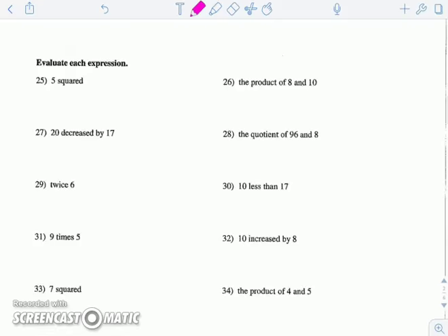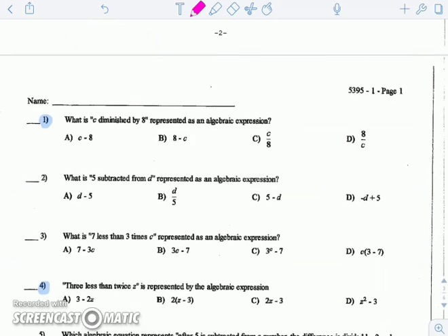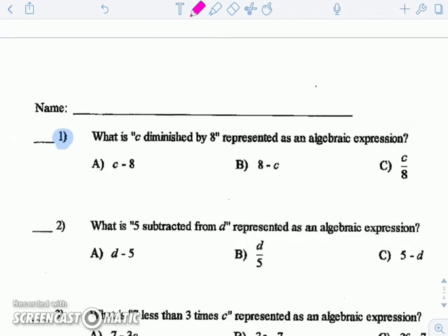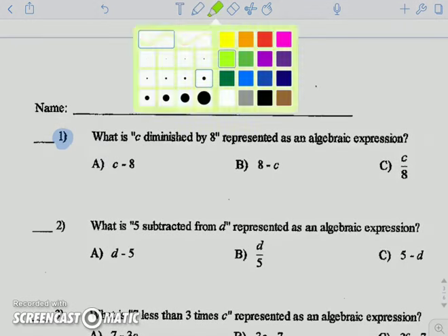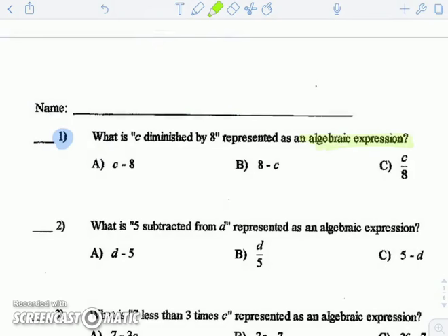I'm going to hop down to the next page where it says, what is c diminished by 8 represented as an algebraic expression? So this is our numerical variable expression. Another term for that is an algebraic expression. So c diminished by 8. You have c things, but you take away 8 of the things. You're starting with c and taking away 8. In this case, my answer is A.